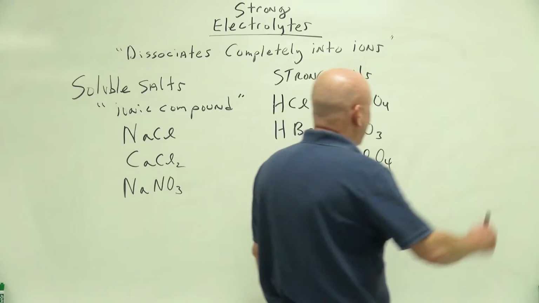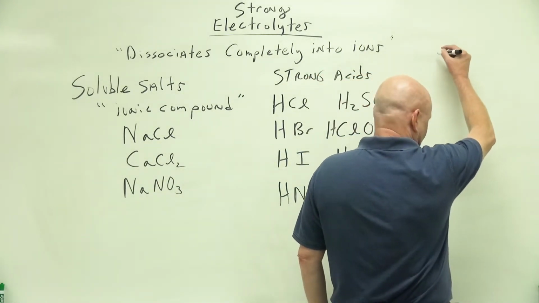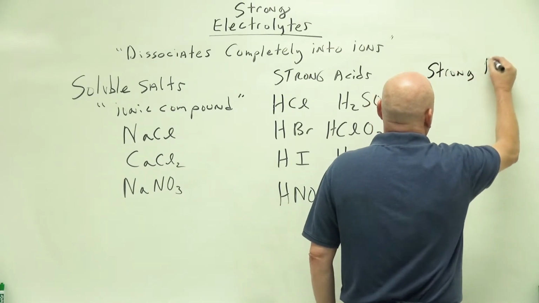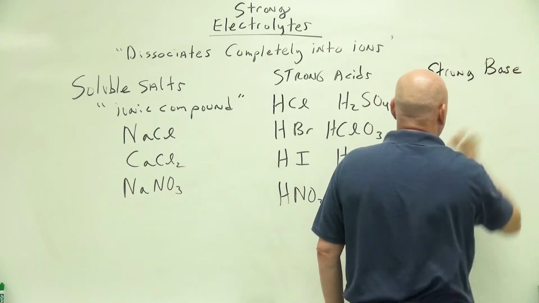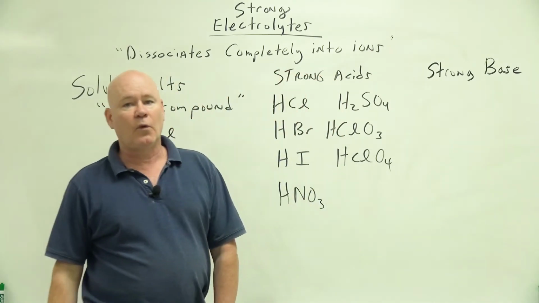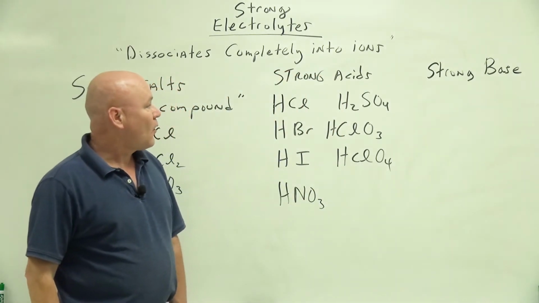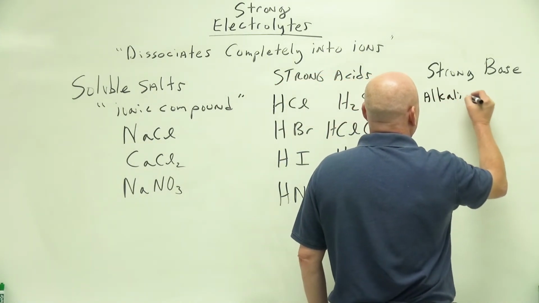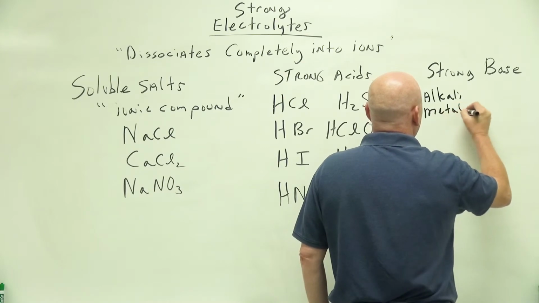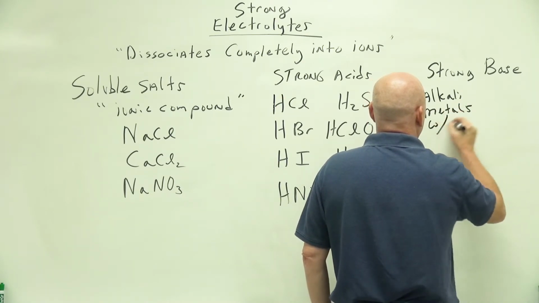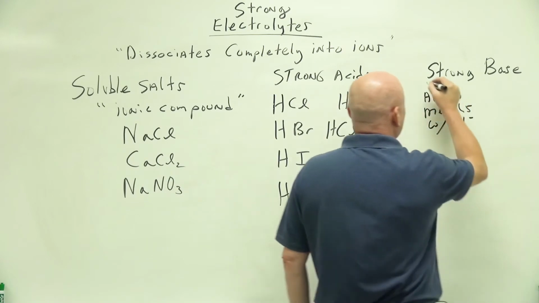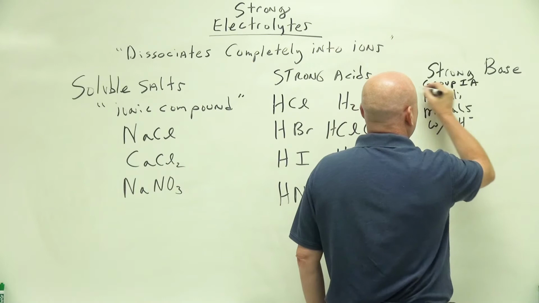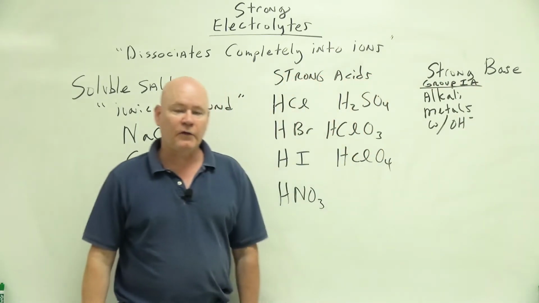Now, the other kind of strong electrolyte is strong bases. Now, a strong base produces OH-. More on that in a little bit. And they are your alkali metals paired up with OH. Your alkali metals are in group 1, group 1A. It's the very first column in your periodic table.